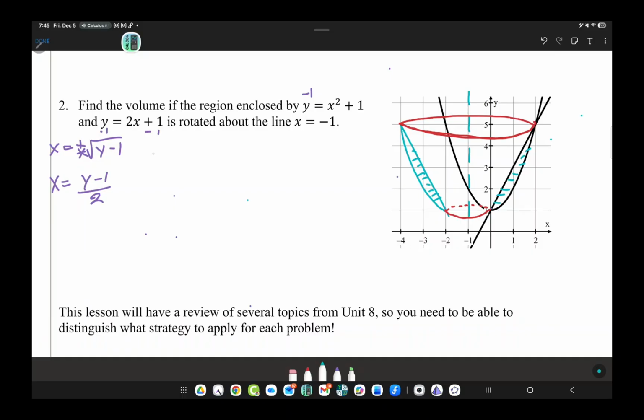So I'm going to take the two functions, volume is equal to pi integral from 1 to 5, because I'm going to get that right this time, of my outer function, which is that square root function, which changed into this one, square root of y minus 1 minus my line of rotation. Now, what happens when you minus a -1? You get a positive 1. Minus, again, my inner function, y minus 1 over 2, again minus a -1, squared, which becomes plus 1, dy.